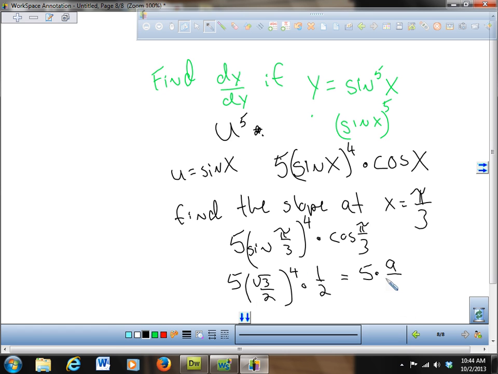What's 2 to the 4th? Oh, 16, times 1/2, which is equal to 45/32. What does that tell you? That tells you that if I graph this function, which is some funky looking function, at the point where x equals pi over 3, the slope of that curve would be 45/32.